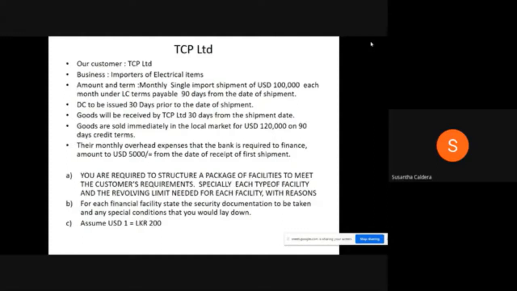Goods are sold immediately in the local market for 120,000 on 90 days credit. So you'll be getting the money in 90 days time. There are monthly overhead expenses that the bank is required to finance, amounting to $5,000 from the date of receipt of first shipment. You are required to structure a package of facilities to meet the customer's requirement, especially each type of facility and the revolving limit needed for each facility with reasons. For each financial facility, state the security documentation to be taken and any special conditions that you would lay down. Assume $1 is equal to LKR 200.